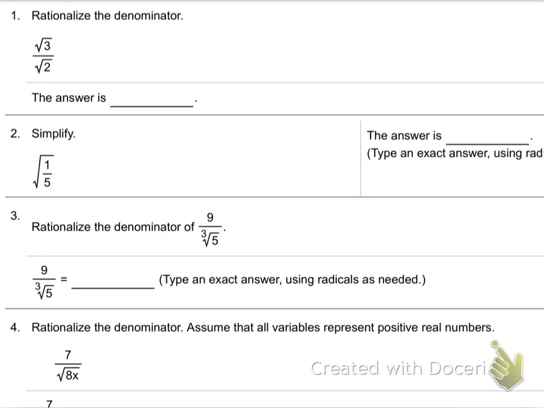So 9 over cube root of 5. So number 3, 9 over cube root of 5. Okay, this is going to be a little more tricky. So what's our goal? Again, get rid of the root from the bottom.